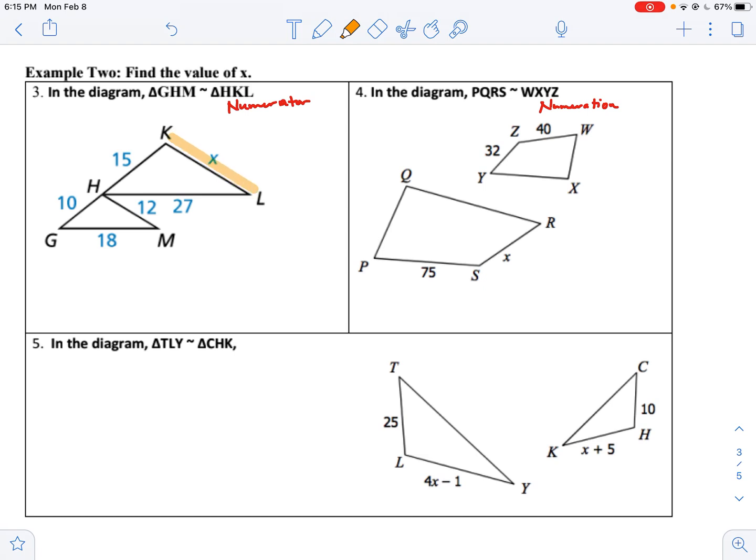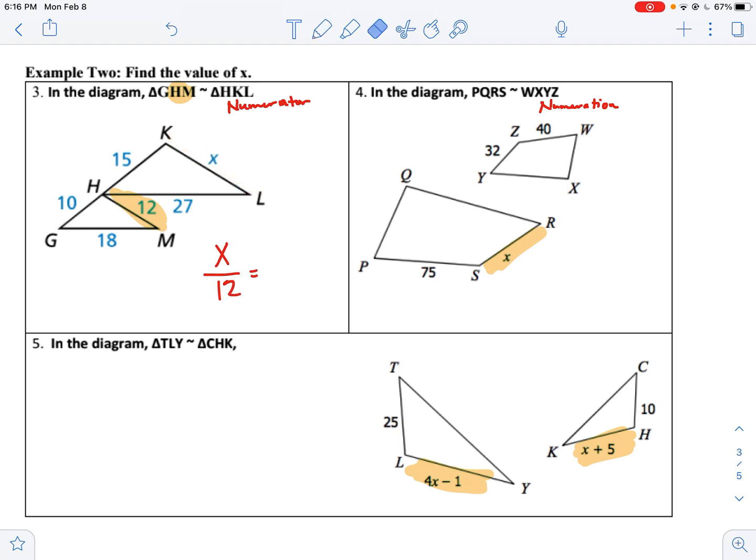Well, here's x. Probably the first and most important thing you can do is identify where x is, or where your x terms are. You have multiple x terms. So I see that x is KL, the last two letters in the name. What does KL match up with? HM. So KL matches up with HM. Okay, so x over 12.